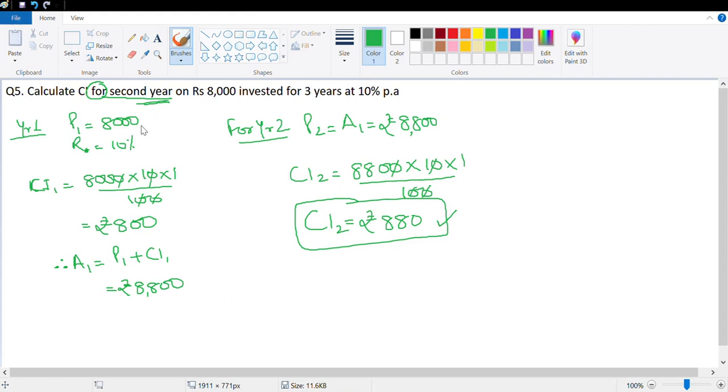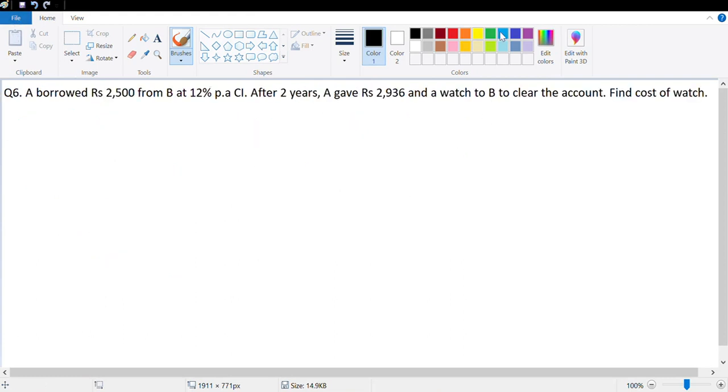Let's look at the next question that we do. The next question that we have is question 6. It says A borrowed rupees 2,500 from B at 12% compound interest. After 2 years, he gave back rupees 2,936 and a watch. And this cleared the total account. We need to find the cost of the watch. So let's calculate the amount which he should have paid at the end of 2 years and see how we get it.